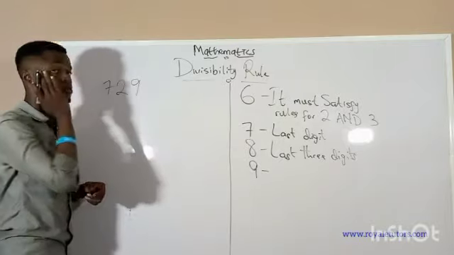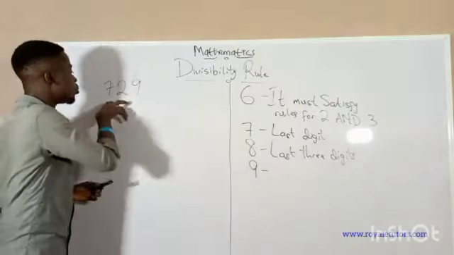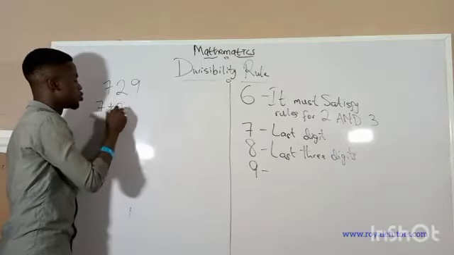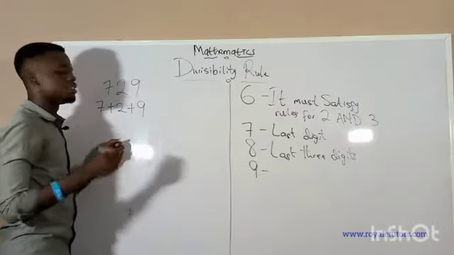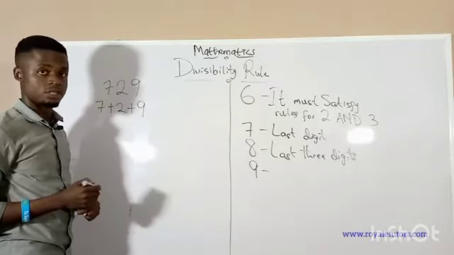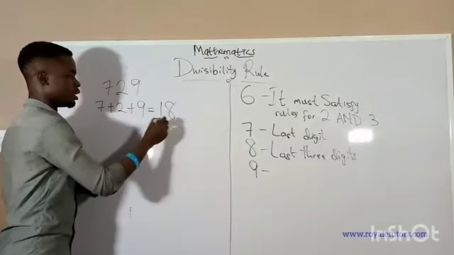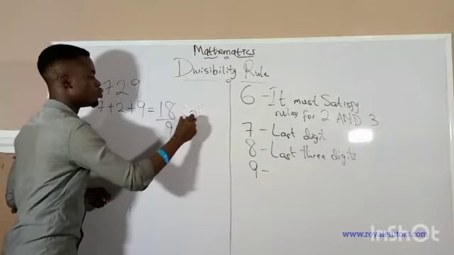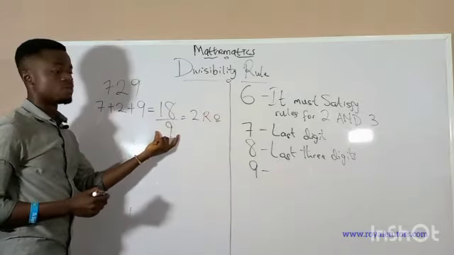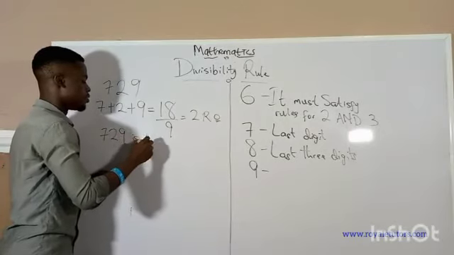729. You want to check if this number is divisible by 9. You compute the sum of the digits. That is 7 plus 2 plus 9. If this gives a number that is divisible by 9, then that number itself is divisible by 9. So if you compute this addition, you have 18. 18 divided by 9 gives you 2 with a remainder of 0, which means that the addition, which is 18, is divisible by 9. Therefore, 729 is divisible by 9.